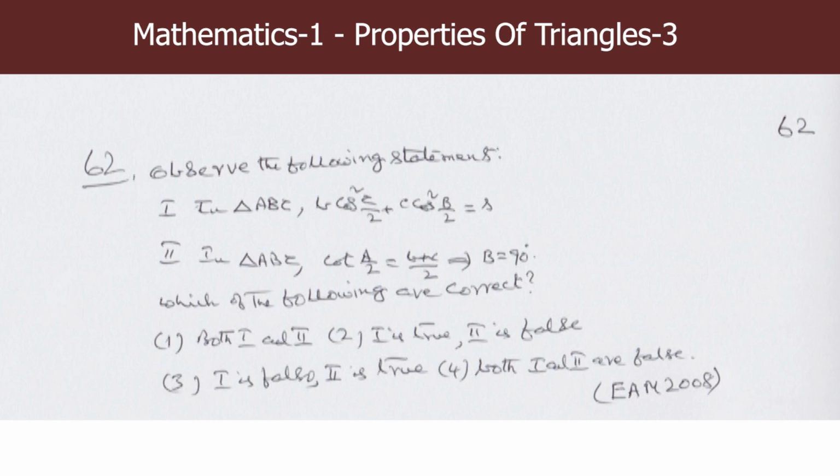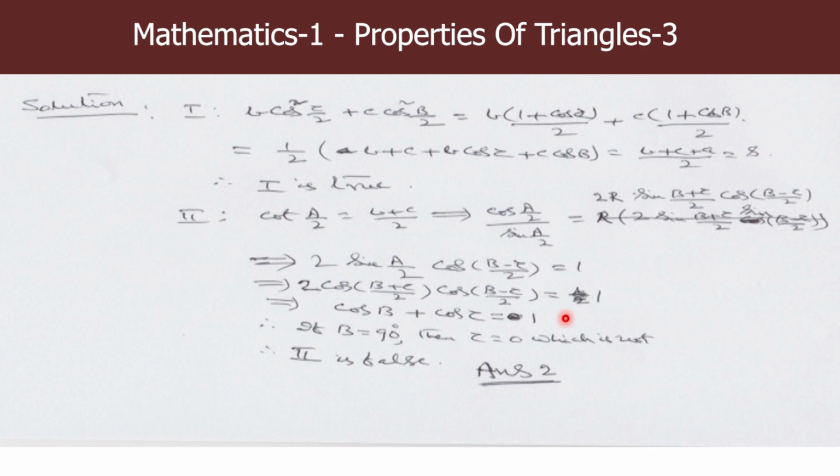What is the first statement? b cos² (C/2) + c cos² (B/2) is equal to b into (1 + cos C)/2 + c into (1 + cos B)/2. So that is half of (b + c + b cos C + c cos B). Because b cos C + c cos B is nothing but a, by the projection formula, that is (b + c + a)/2, which is nothing but the semi-perimeter s. So therefore, the first statement is true.